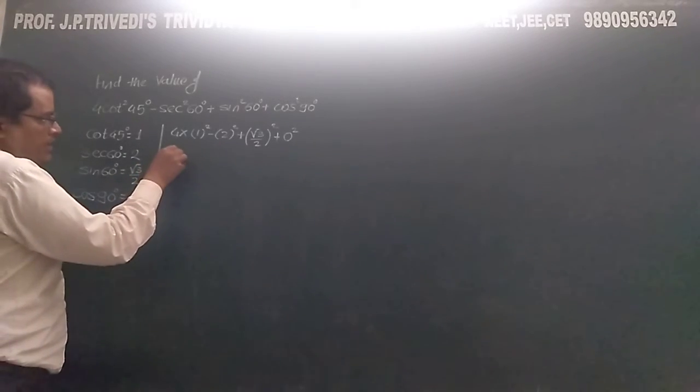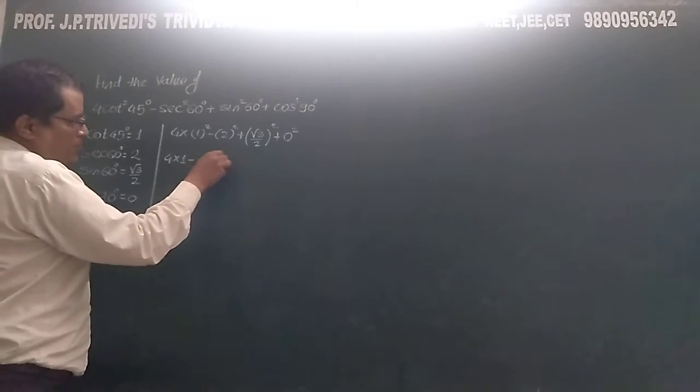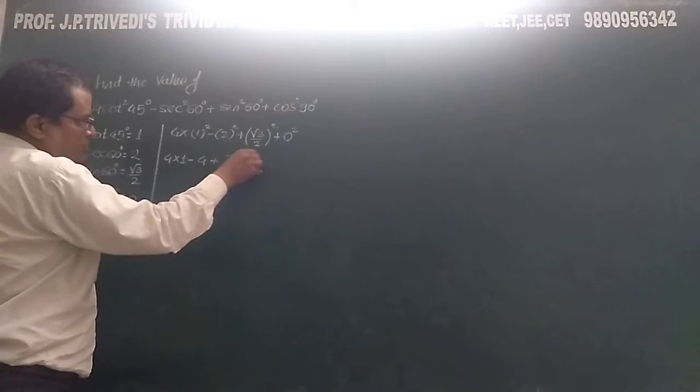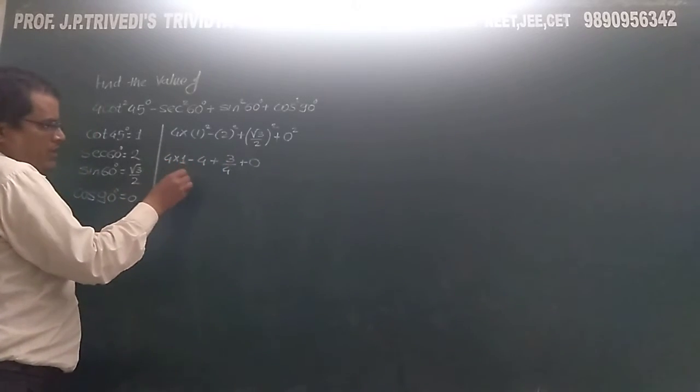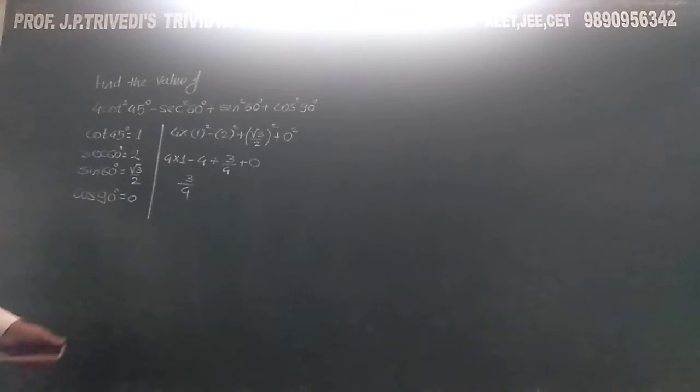So 4 as it is into 1, minus 4, plus 3 upon 4, and plus 0. So 4 minus 4 is equal to 0. The remaining answer is 3 upon 4.